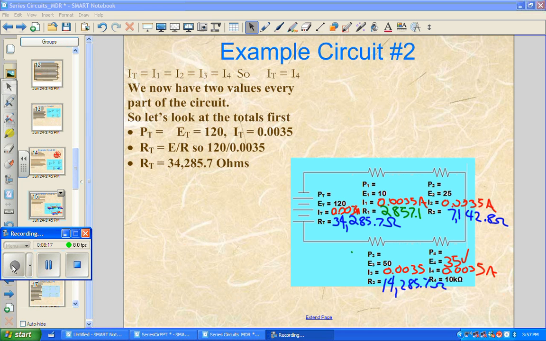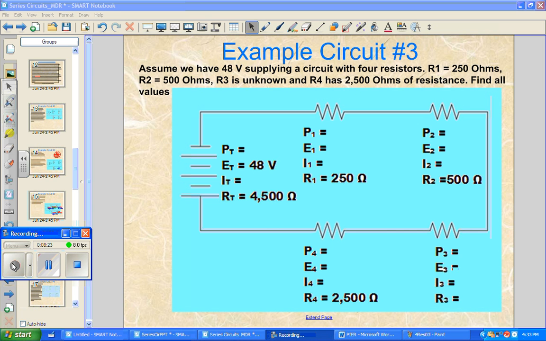Okay, so have we figured out everything in this circuit? Somebody say yes. Yes. Okay. All right, so this is example number 3. We're going to assume we have 48 volts supplying a circuit with a lot of resistance. So that means the current flow is going to be really small, right? Okay, so what we know is we have a 48 volt supply. And we have 250 ohms in resistor 1, 500 in resistor 2, and 2,500 ohms in resistor 4. And resistor 3, we don't know anything about it.